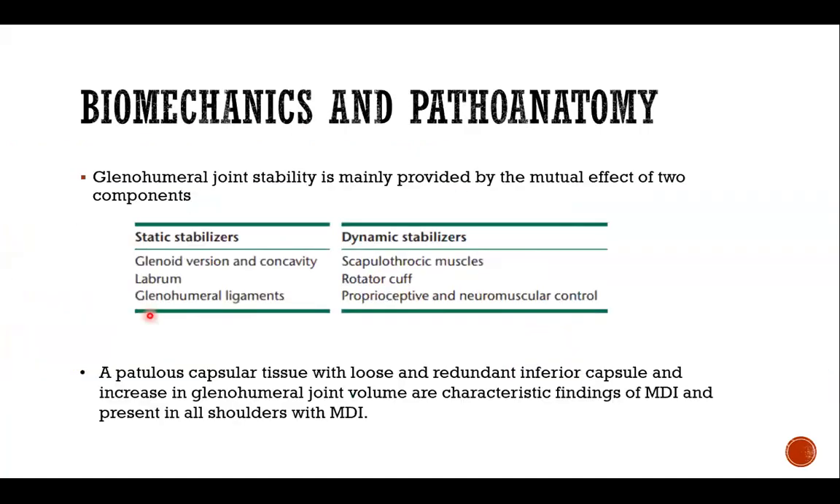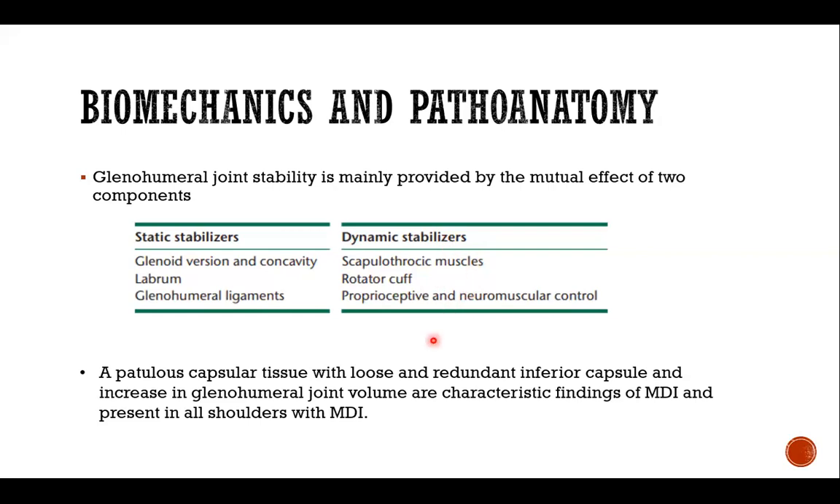Coming to biomechanics and pathoanatomy, glenohumeral joint stability is a balance between the static and dynamic stabilizers. The static stabilizers are glenoid version and concavity, the labrum, and the glenohumeral ligaments; the dynamic stabilizers are the muscles, the rotator cuff, and proprioceptive and neuromuscular control. In cases where these stabilizers are defective, stability can usually be maintained by compensation of the others. So the whole principle of treatment in multidirectional instability depends on increasing the stability provided by the dynamic stabilizers.